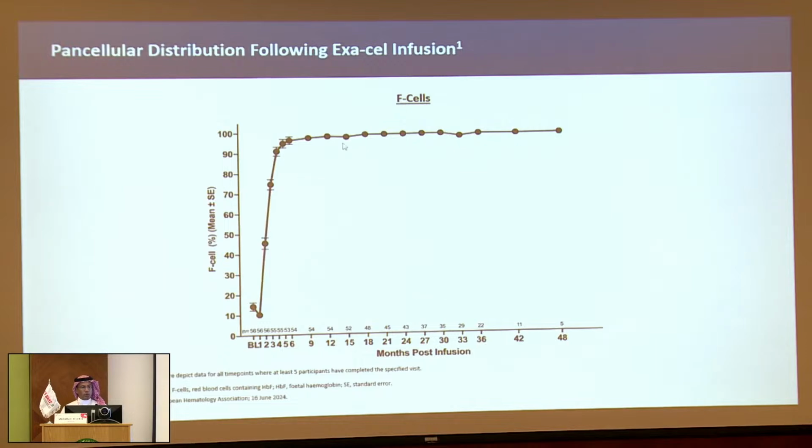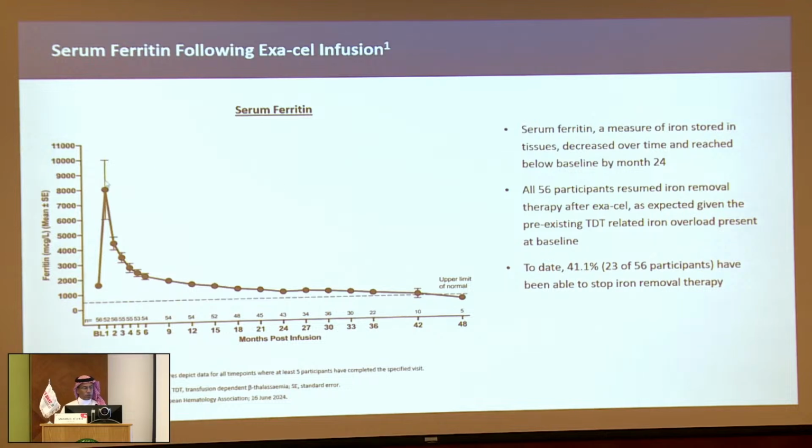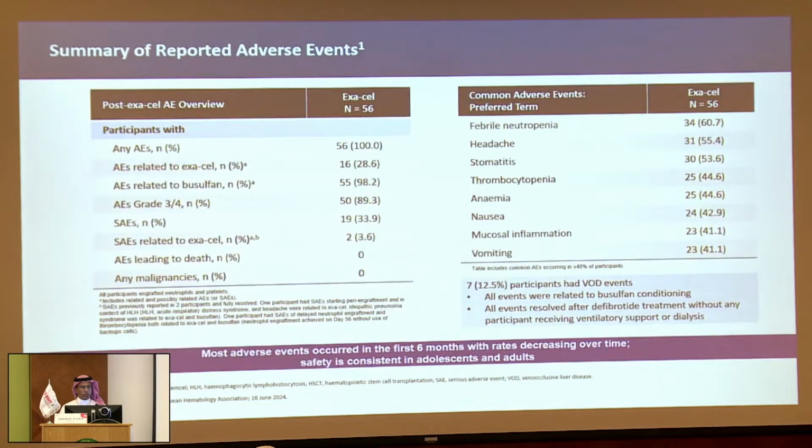The pancellular distribution was the same as what was seen in sickle cell, which is really encouraging, and it remained in a straight line. These are the BCL11A edited alleles, and you can see it's in the bone marrow reaching 90%, and also in the peripheral blood it is continuing. Serum ferritin showed a significant drop. After the treatment with the gene therapy, these patients required chelation therapy, either by phlebotomy or iron chelation medication. In fact, 40% of them were able to stop iron chelation after some time.